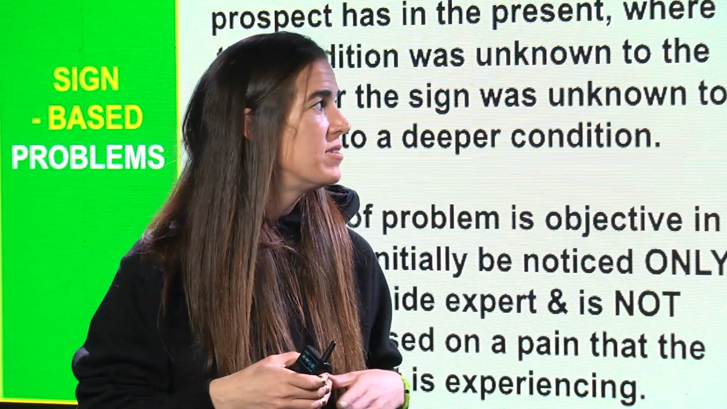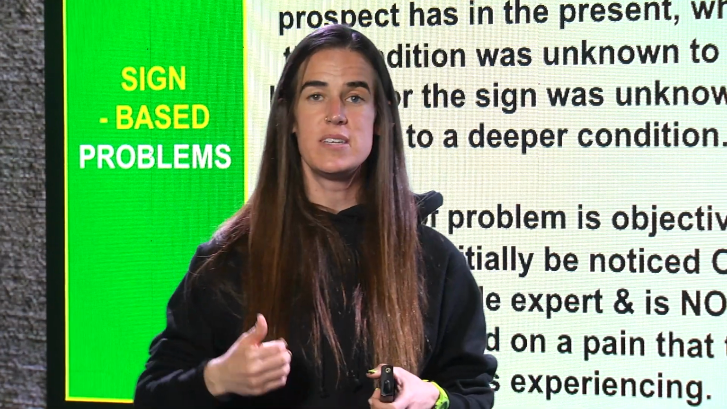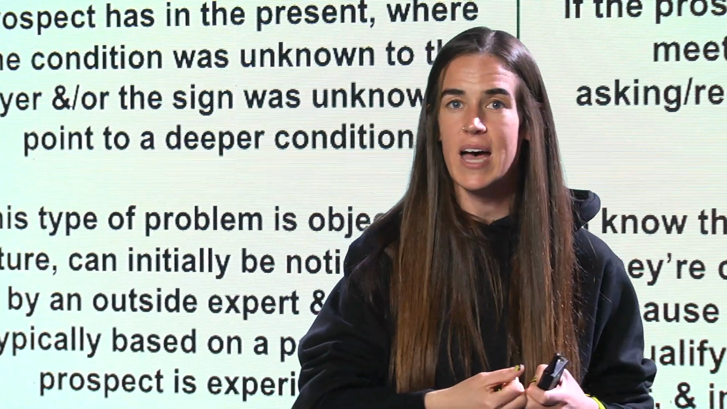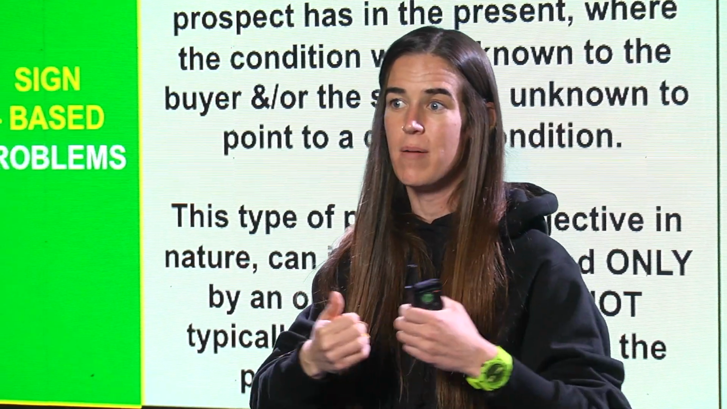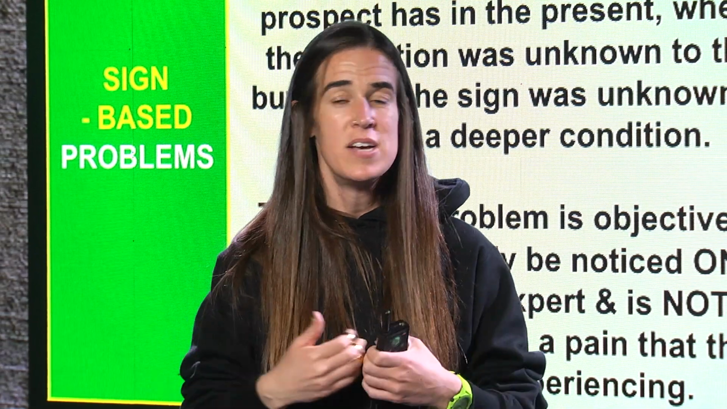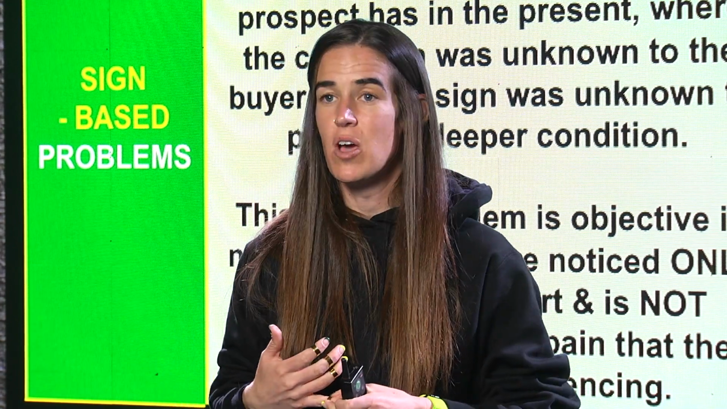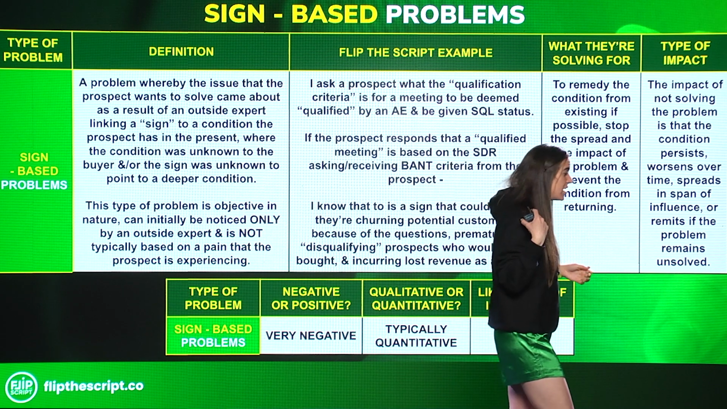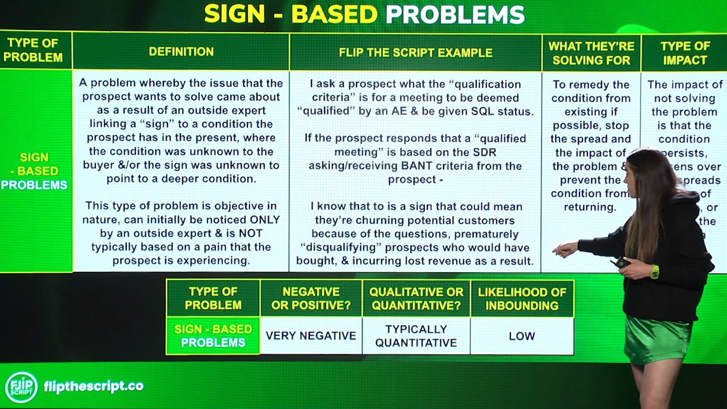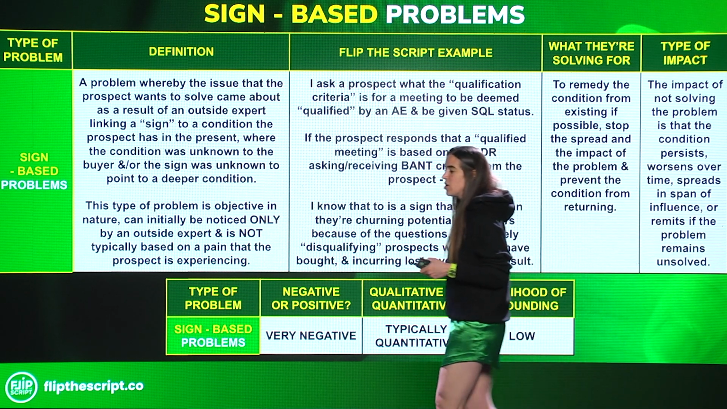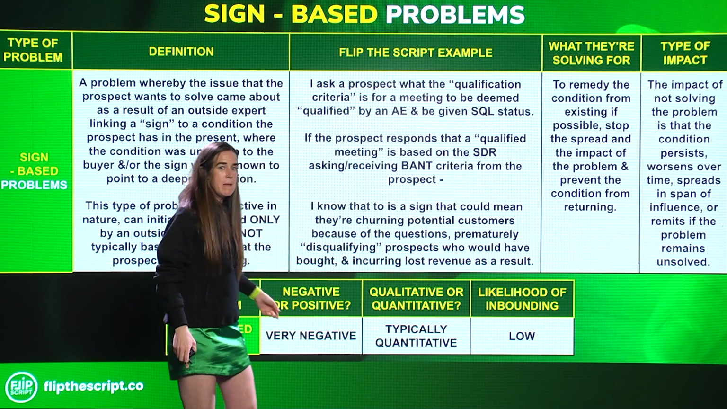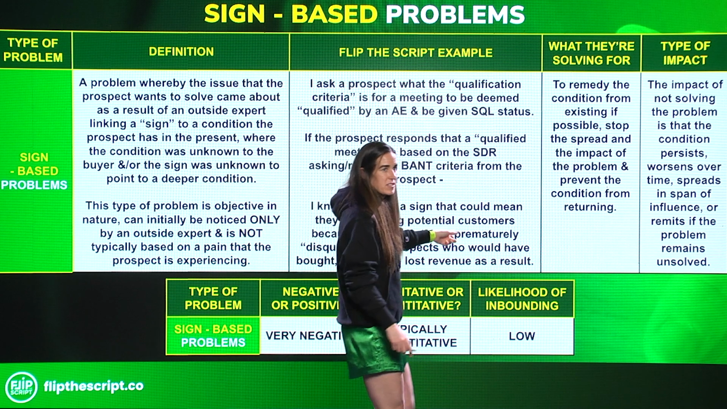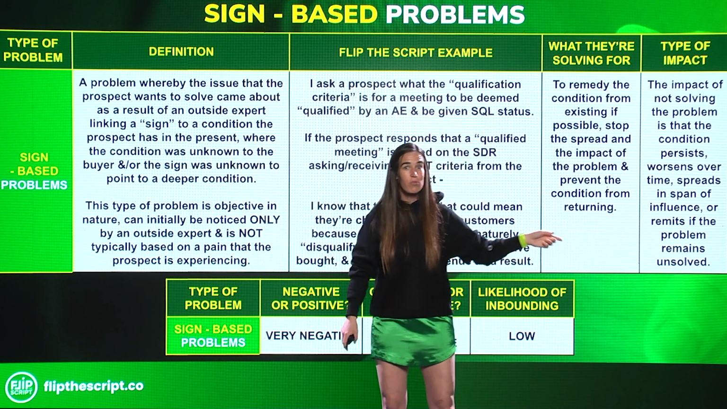So the type of impact they would see is essentially usually the problem would persist. There are no symptoms at this point, but there probably would be later, and usually they get more deadly or aggressive the longer you let the problem go on. So the type of impact would usually be over time, and it's going to get more aggressive. It's a very negative type of problem. It's typically quantitative, and the likelihood of inbounding, I want you to notice this, very negative problem, the likelihood of inbounding is low. Why? Because they don't know about it.